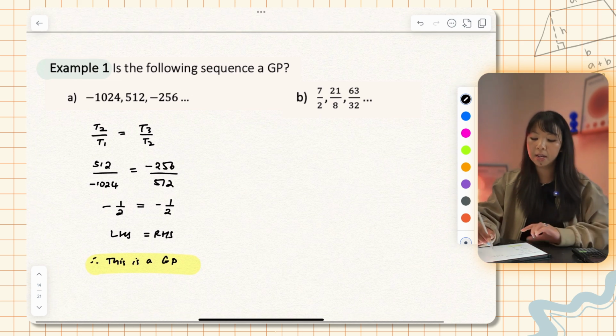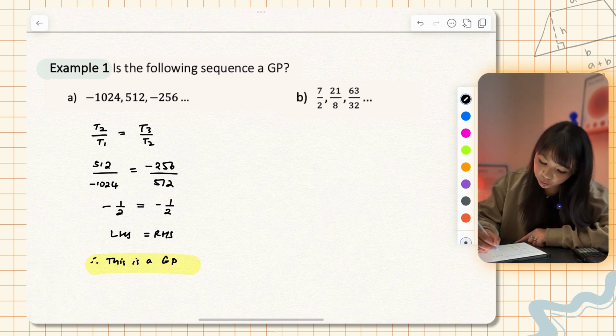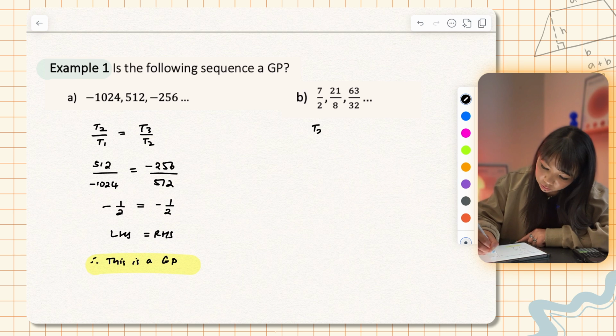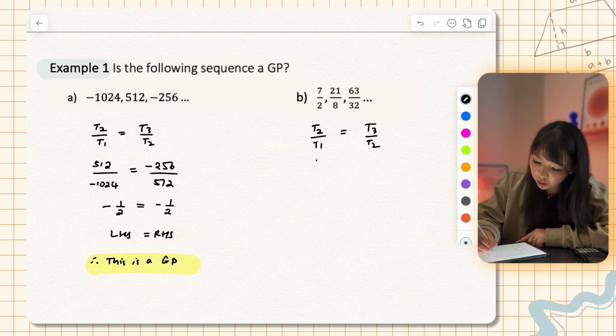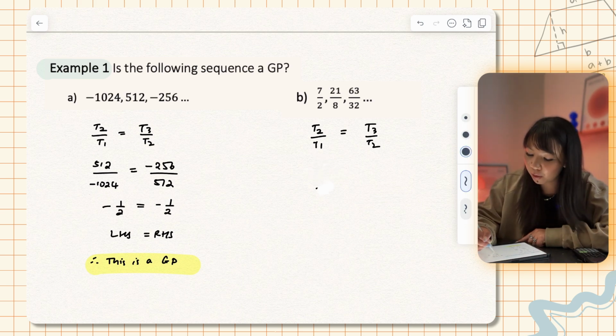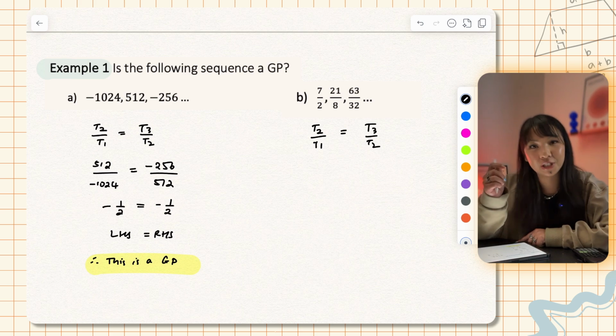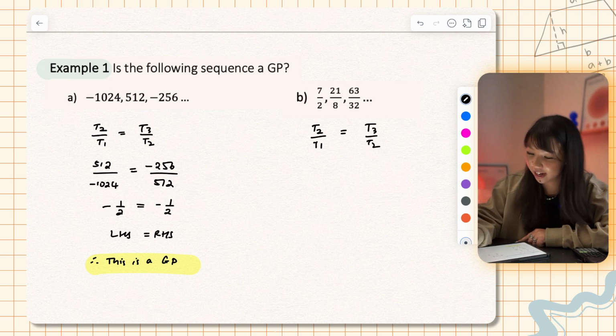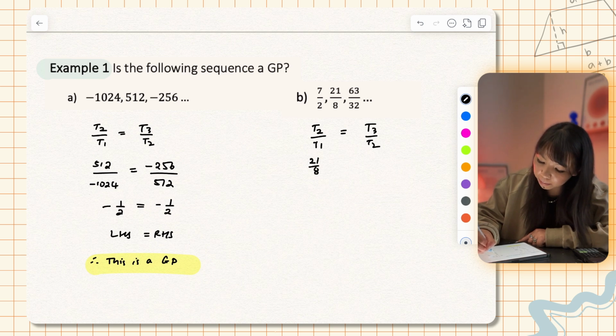Okay, next, part B. Is this a GP? If I plug it in, we're going to get T2 over T1 equals T3 over T2. Now you could put it in the calculator as 21 on 8 divided by 7 on 2, but sometimes there's a little bit of trouble with putting fractions in fractions, and honestly, sometimes it just takes too long to put in your calculator. So what I'm going to do instead is write it with the division symbol. What a throwback to Year 7, right? So T2 is going to be 21 on 8, and then I'm going to write divide by the first term, which is 7 on 2.